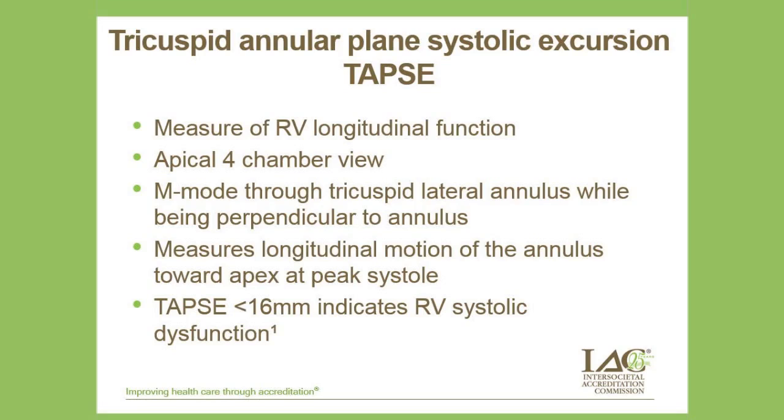We do this from an apical four-chamber view. We utilize M mode, and we just put our M mode cursor through the tricuspid lateral annulus while trying to be as perpendicular as possible to the annulus. And this measures the longitudinal motion of the annulus toward the apex during systole. TAPSE, anything less than 16 millimeters, indicates RV systolic dysfunction.